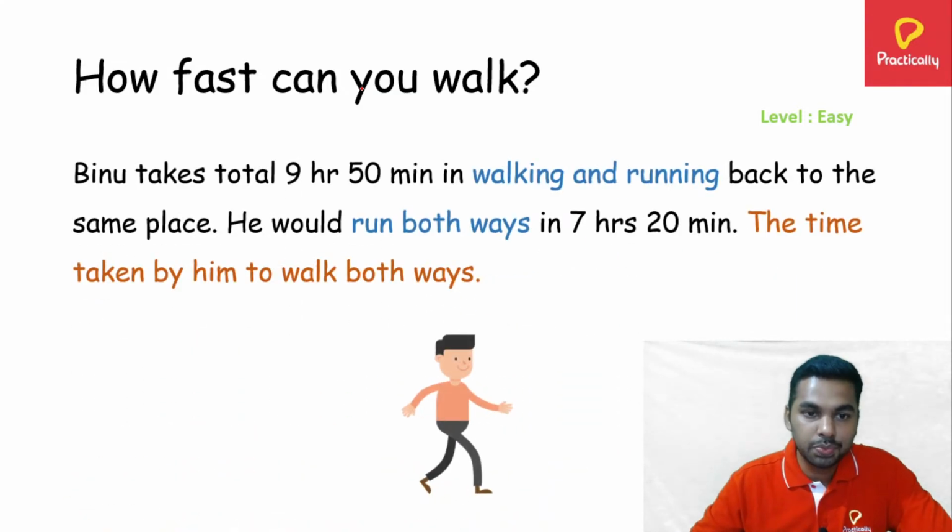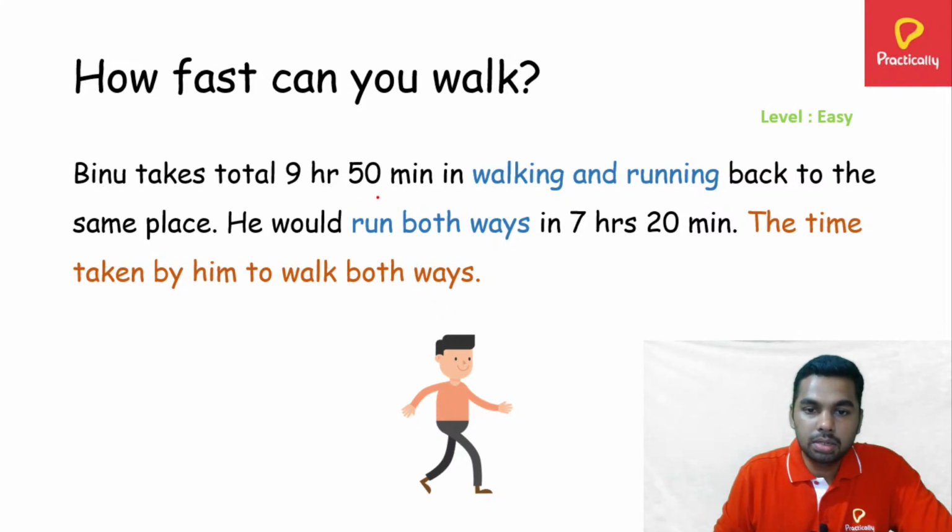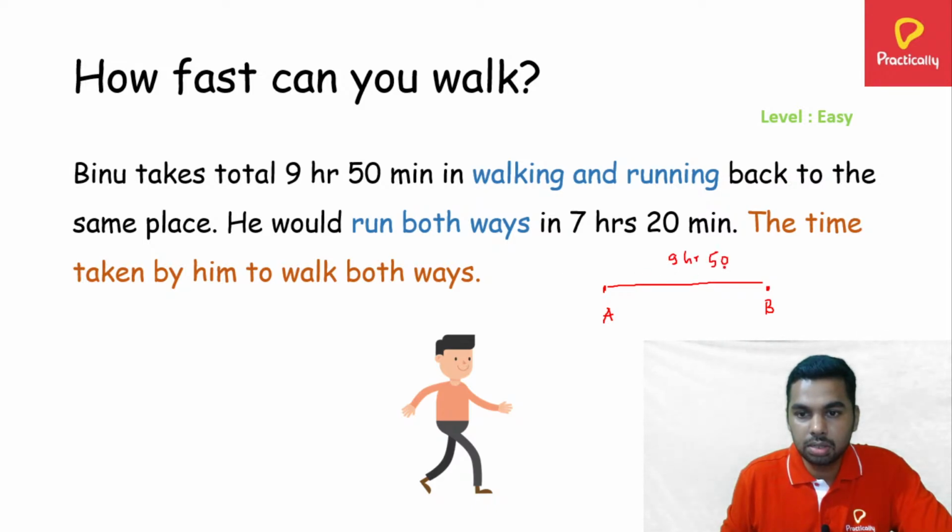So there is a person called Binu who takes a total of 9 hours and 50 minutes for walking and running. So he would run both ways in 7 hours and 20 minutes. The time taken by him to walk both ways, that's what is being asked. So 9 hours and 50 minutes is the time taken for walking and running back. So you can think about 2 points A and B here. Now Binu takes 9 hours and 50 minutes for walking and running back. So in one direction he walks, he runs back in the other direction. Okay.